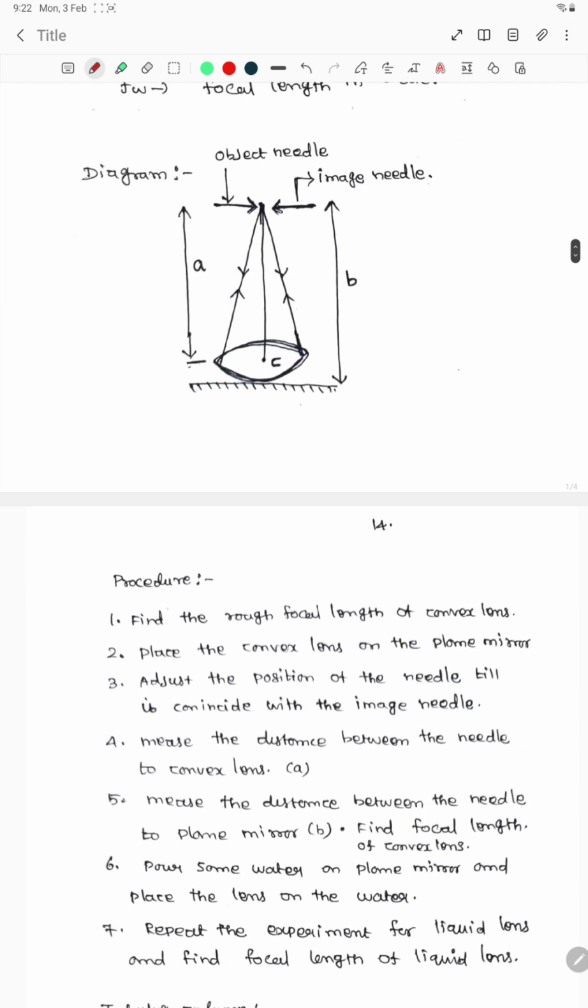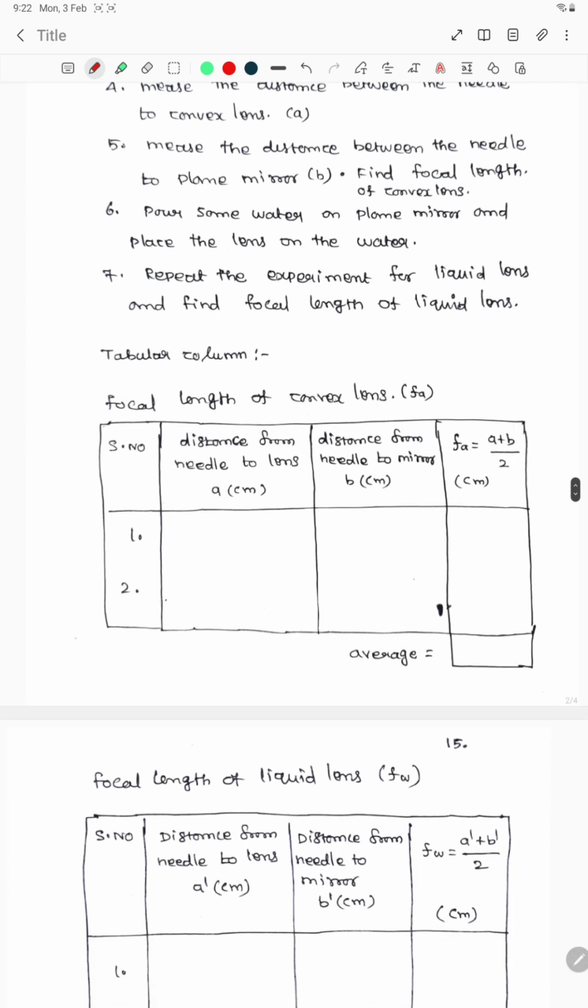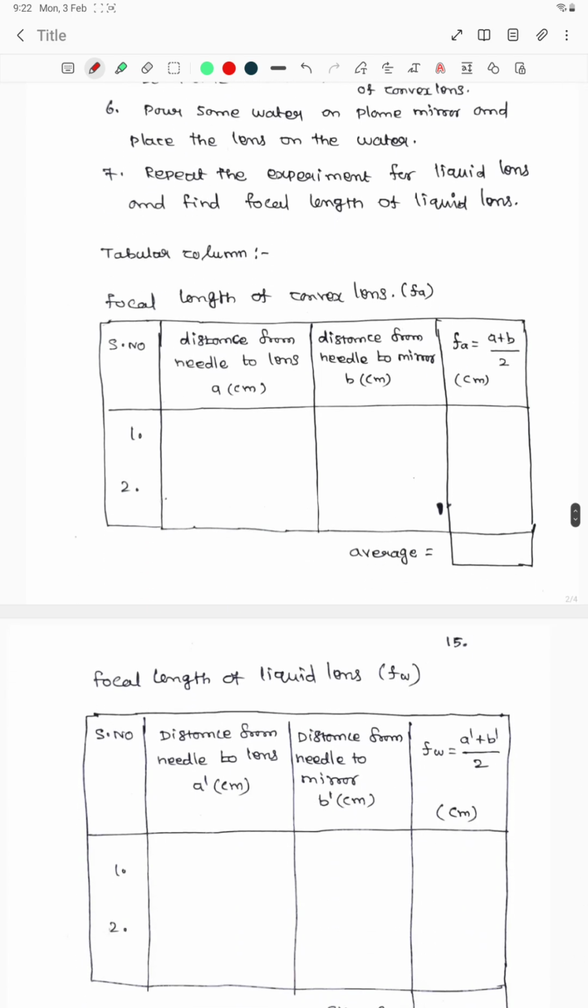You can also draw two diagrams, one with air and one with water. So while drawing with water, you can mention the water or the liquid here below the convex lens. Okay, so in the first table what we are going to do is we are going to take the readings without the liquid. Okay, so that is in air, that is Fa. You are going to find the focal length Fa.